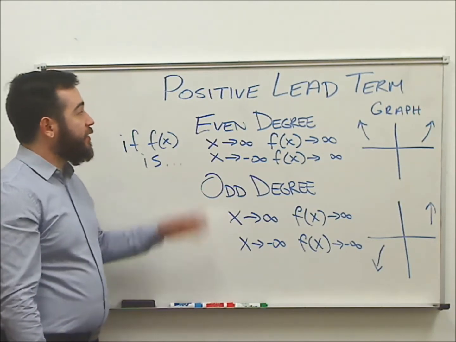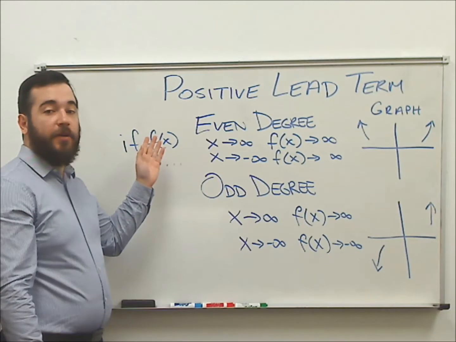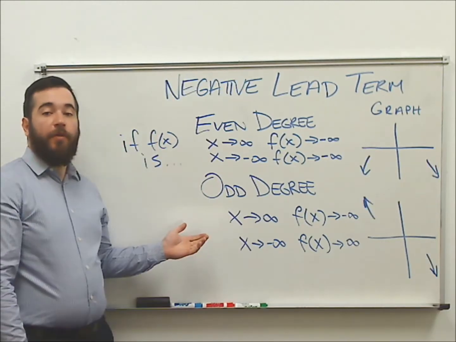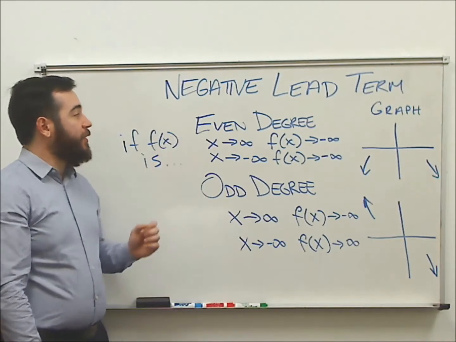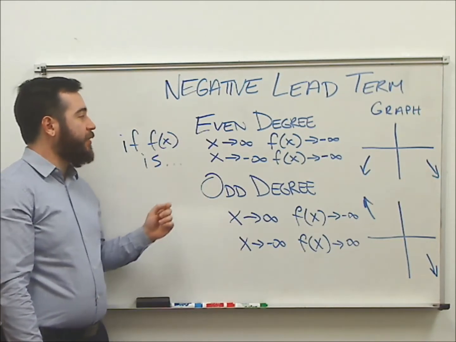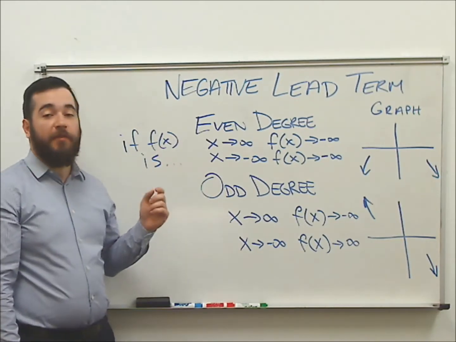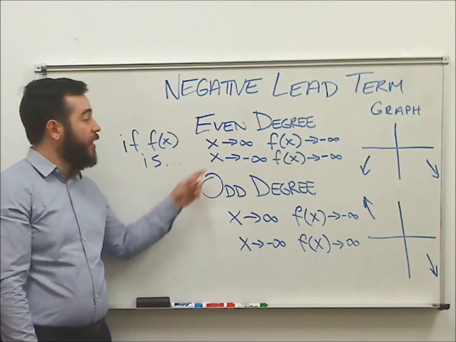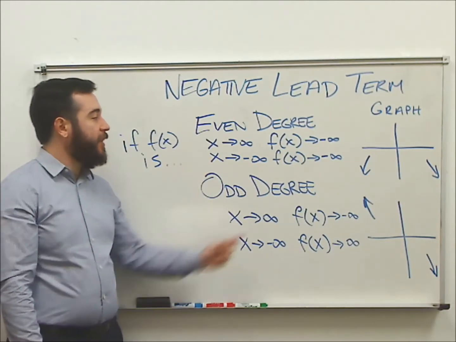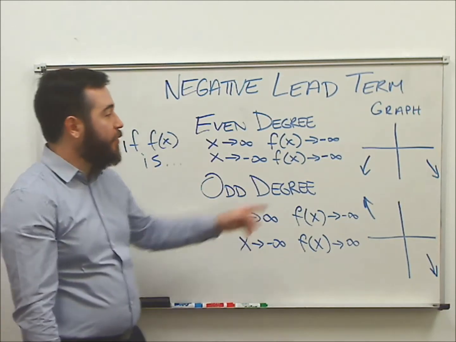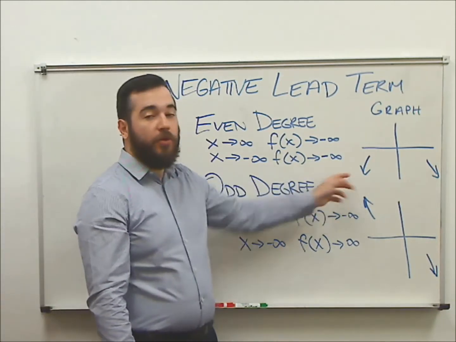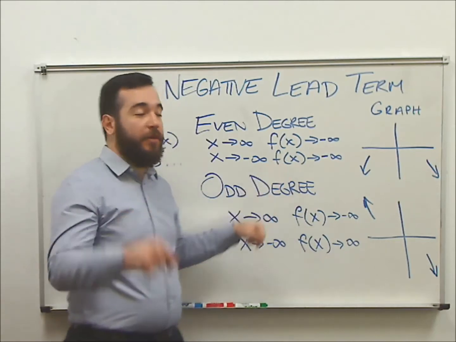All right, next, negative lead terms. All right, we've got it all changed over. Let's review the changes. For an even degree polynomial with a negative lead term, as x approaches infinity, f of x will approach negative infinity. Same for x going to negative infinity, f of x will also go to negative infinity. So that means that in both directions, to the right or left, your graph is going to be going down.